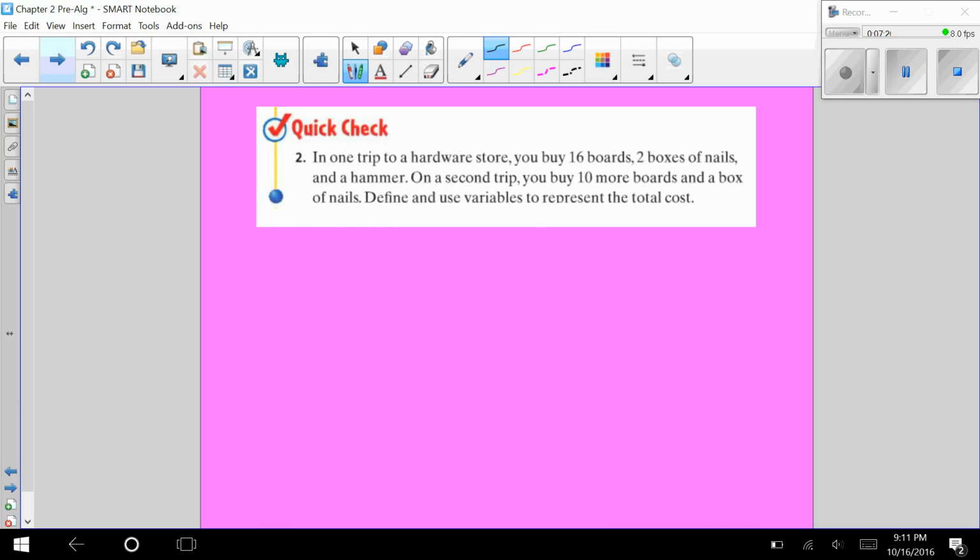Try this one. In one trip to a hardware store, you buy 16 boards, 2 boxes of nails, and a hammer. On a second trip, you buy 10 more boards and a box of nails. Define and use variables to represent the total cost. I would use B for board, N for box of nails, and H for hammer.